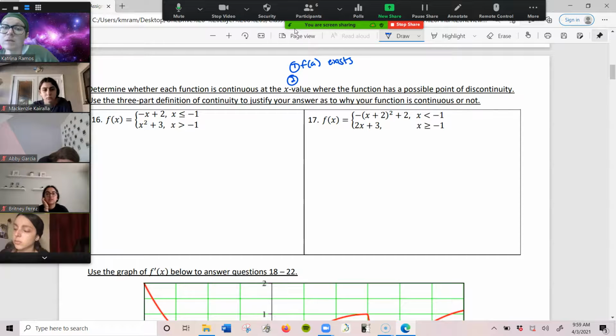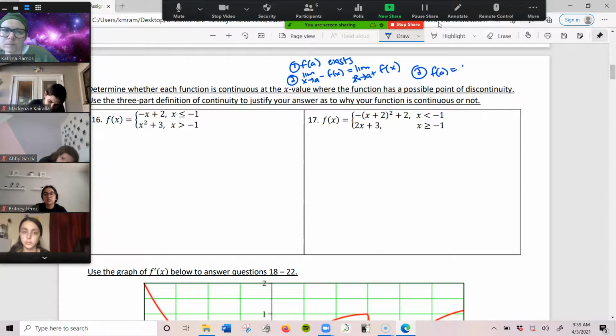Then 2 is exactly what you said. The limit as x is approaching a from the left of f of x must equal the limit as x approaches a from the right of f of x. And what is the third part of the definition of continuity? Exactly. The defined value is equal to the general limit value. So that's what we're going to do first.